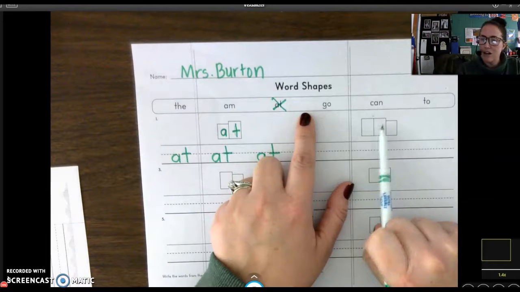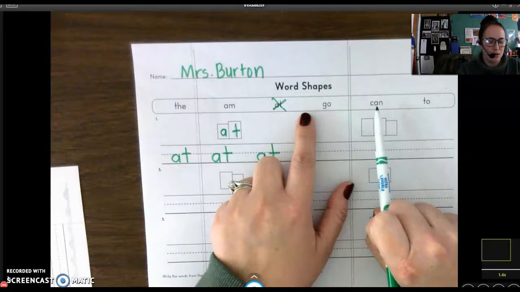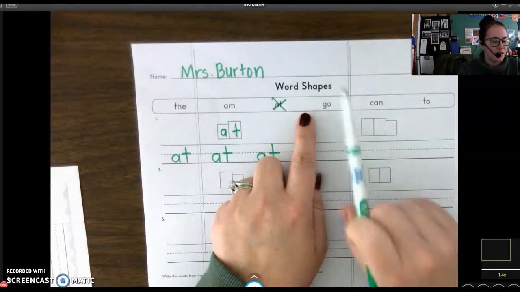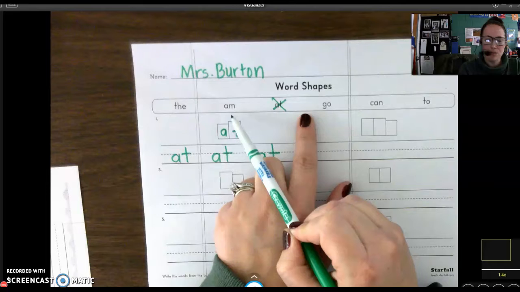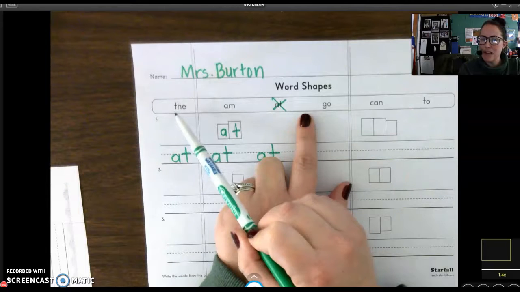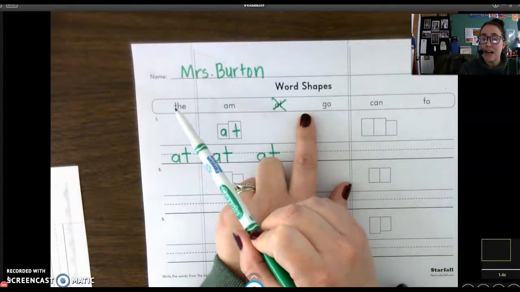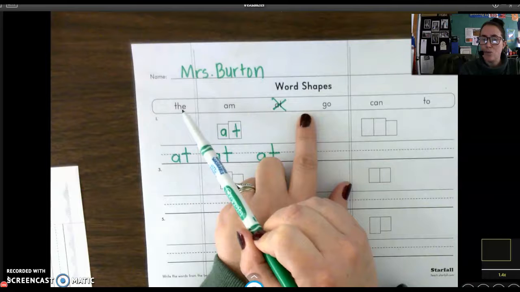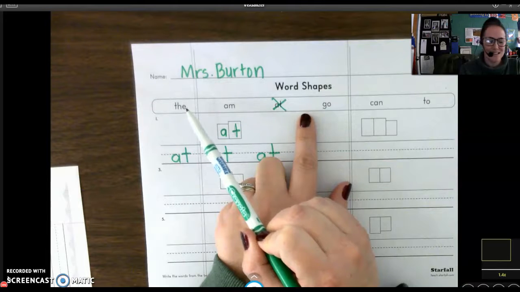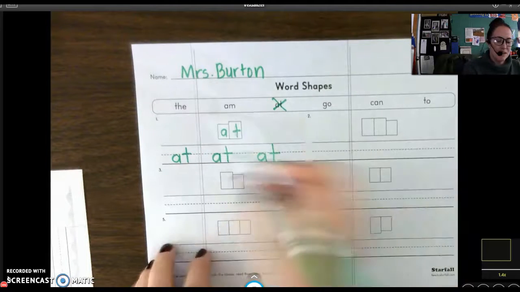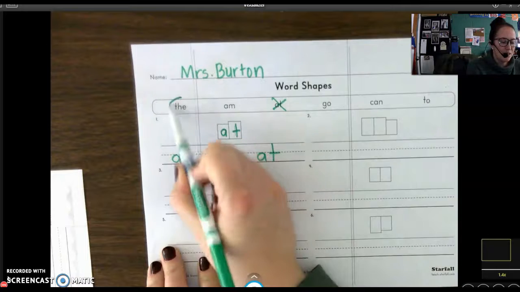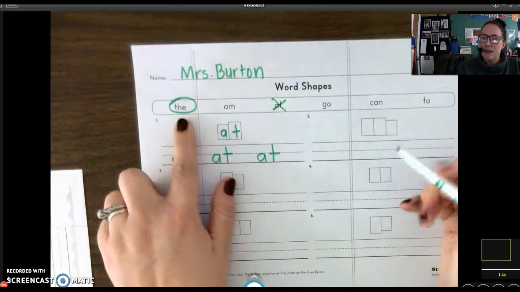Does can have 2 tall letters? No. Go doesn't have 3 letters. Am doesn't have 3 letters. Does the have 3 letters? Yes, it does. Does it have 2 tall letters and 1 short? Yes, it does. So the is our word that's going to fit in that box. I'm going to circle it to help me keep my eyes on it.